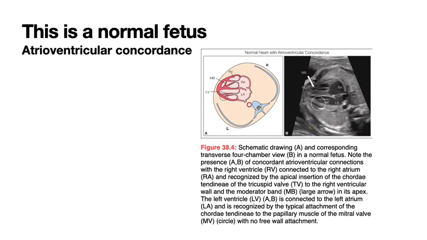Now, in a normal fetus, here's an example of atrioventricular concordance. You know, they've got the moderator band pointed there in the cartoon. It's not particularly obvious in the photograph, but that's the whole point, is you have the morphologic right ventricle, and it's going to be hooked up to the pulmonary artery.